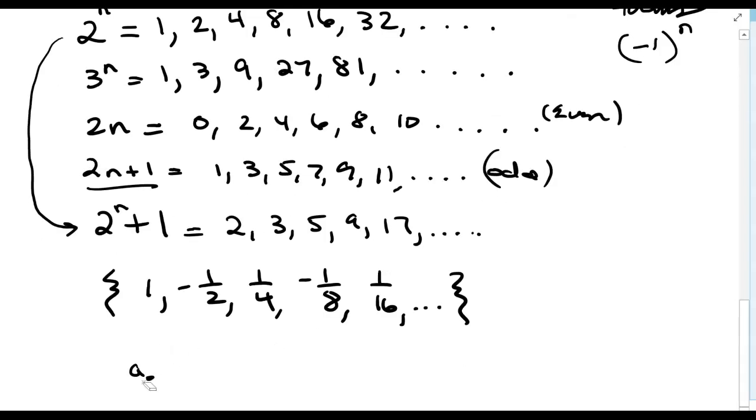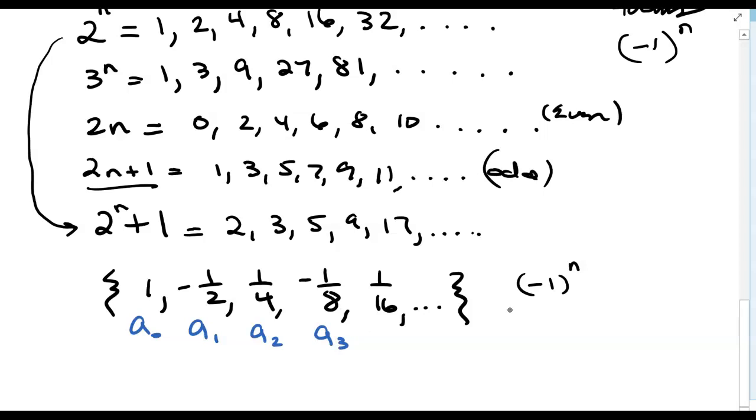So this would be my a sub 0 term, a sub 1, a sub 2, a sub 3. So you can see where taking that -1 to the n is what's going to produce those negative signs on those odd terms. Do you see that? So that's going to be part of it.